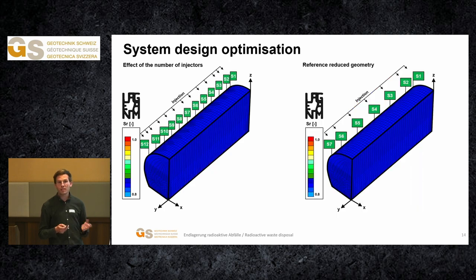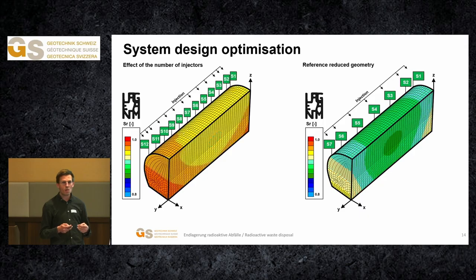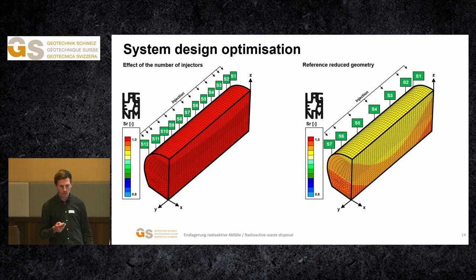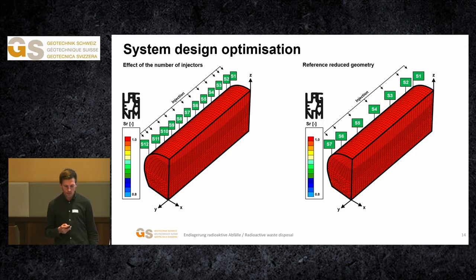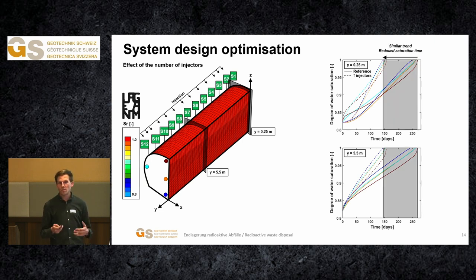Then the effect of the number of injectors on the resaturation process can be investigated with respect to the reference reduced geometry on the right. In this case, we can see that the progressive resaturation of the backfill occurs faster, which was more or less expected. If we take a closer look at different sections of the backfill again, we have more or less the same trend in the resaturation process, except that increasing the number of injectors reduces the resaturation time to more or less 150 days.